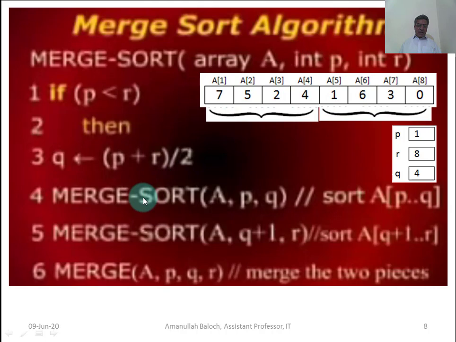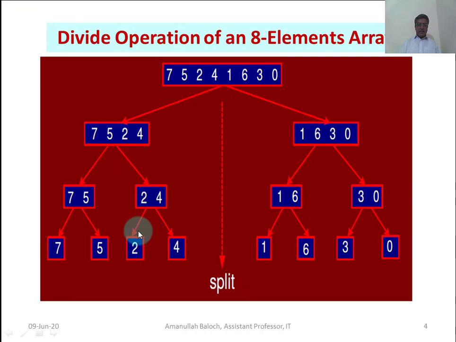Next time, when merge sort calls itself again from line number 5, it will send the 2 element array. It will divide this subarray into 2 elements, 7, 5 and 2, 4, and the computer will send this one and divide it into 2 parts as well. As we have seen here, the whole array is divided into these 4 parts, and then these sections are sent again to merge sort, and we get these 2 subarrays, and again we call merge sort and we get the unit array. This is the merge sort algorithm.